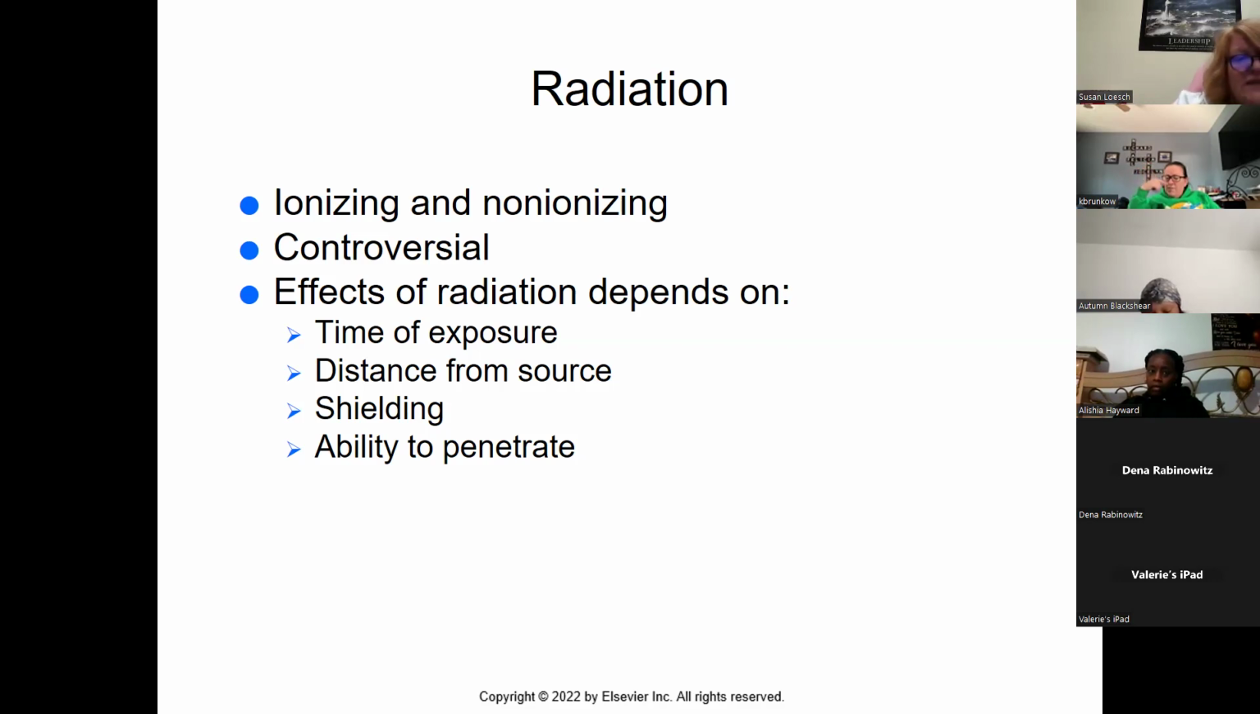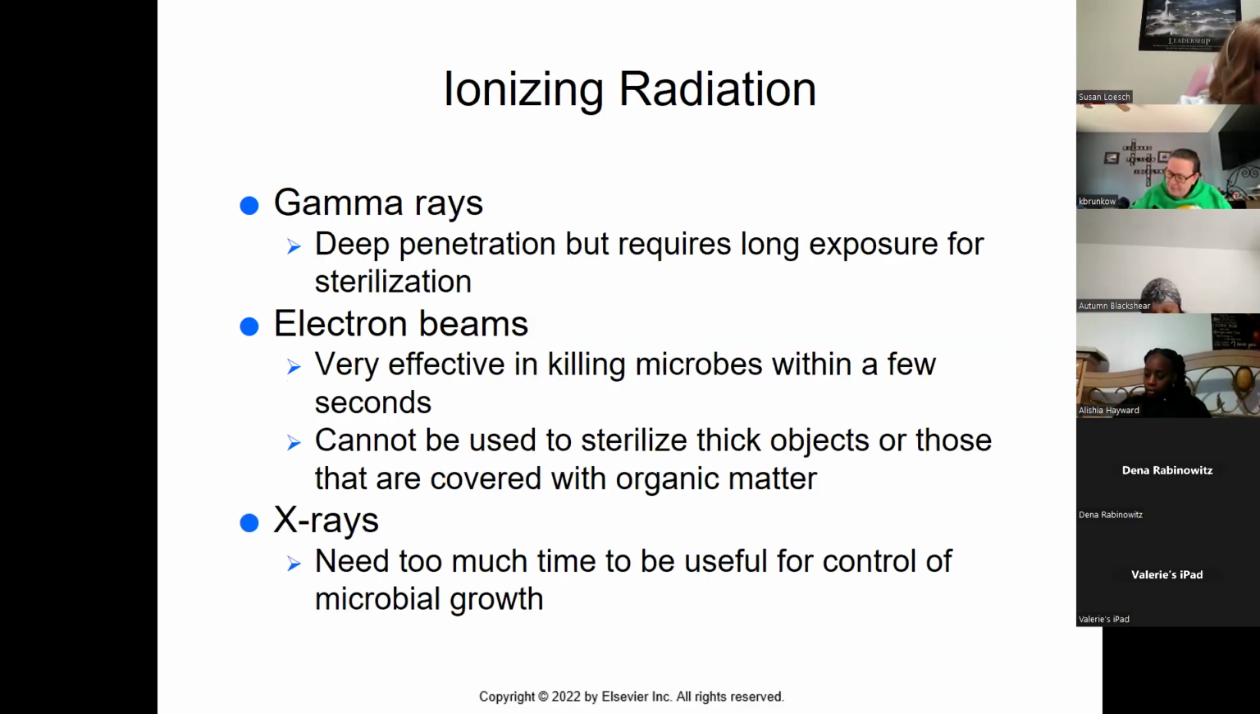All right, so ionizing radiation is going to be things like the electron beams, X-rays. Their wavelength is about 1 nanometer, and the radiation can cause denaturation of the DNA, so it's going to break it down. All right, there's other molecules that will interfere with the hydrogen bonding, so that's going to cause a mutation or death of the cell. The electron beams, these are effective at killing the microbes in just a few seconds.